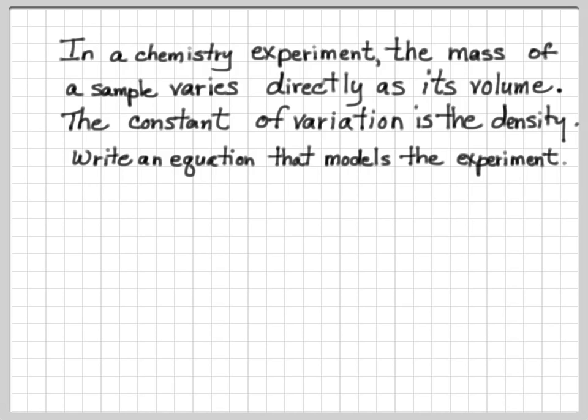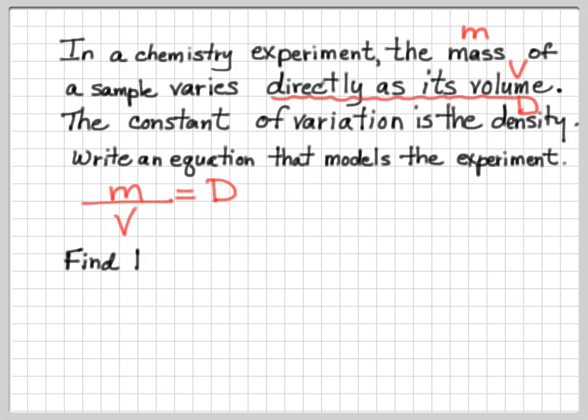Well, first of all, let's go back through this and pick out some of the things that we know. We know mass is going to be m, and that varies directly as its volume, v, and the constant is the density. And we're talking about varying directly. So our equation is going to be mass divided by volume is density. So now we have our equation. Let's put it to some use.